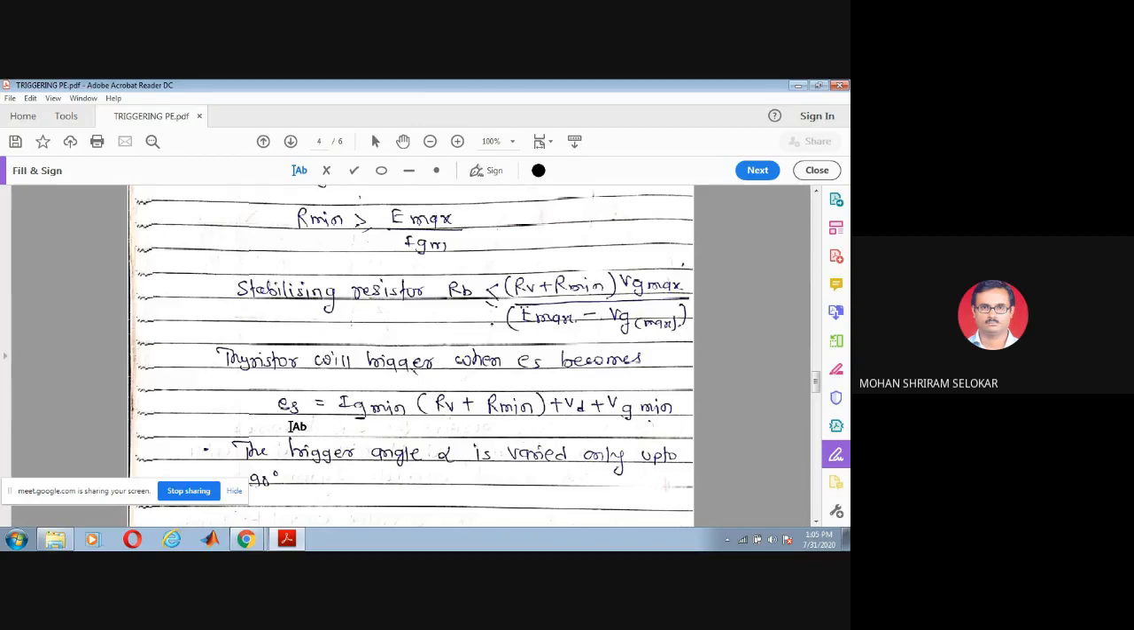Are you agree? It means my SCR triggers late, right? SCR will be triggered late when RV is more. Understand? Are you agree with this? Again, I am saying an important statement: load voltage is inversely proportional to delay angle. Are you agree with this statement?